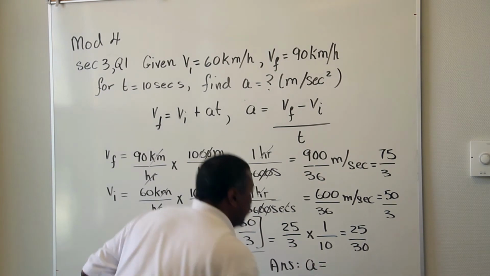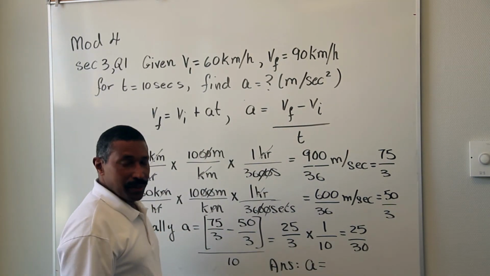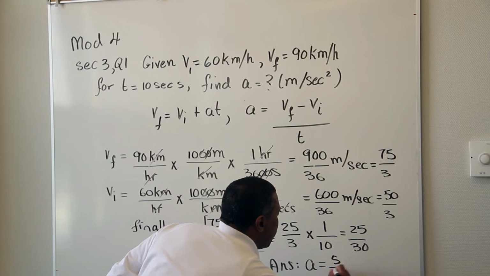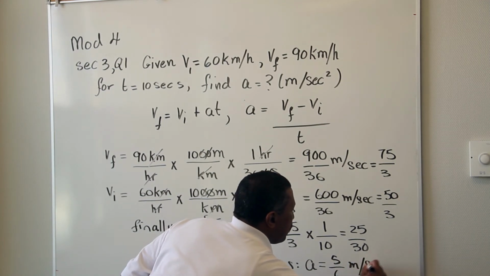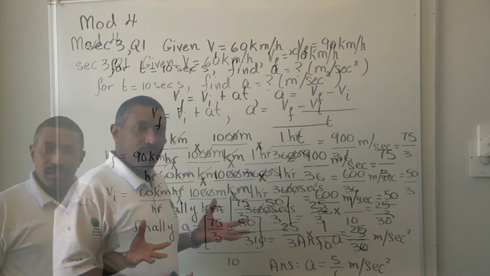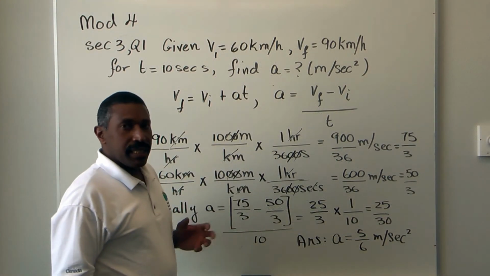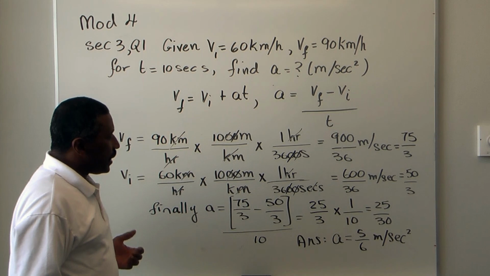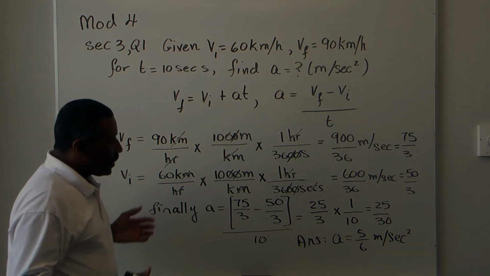That a would be what? Can you tell? 0.83 meters per second squared. There you have it. It's a bit long, but we have shown all the steps so that you're able to calculate this question without any difficulties.